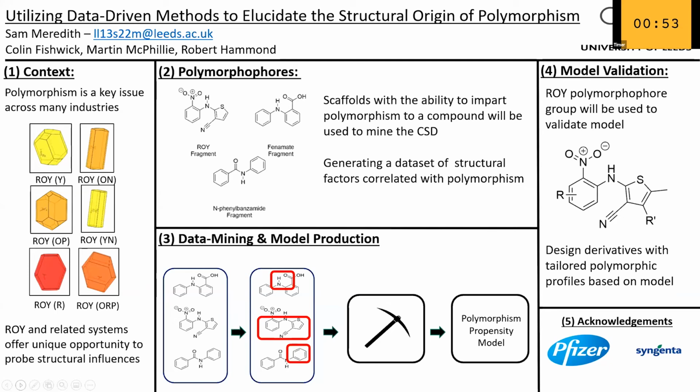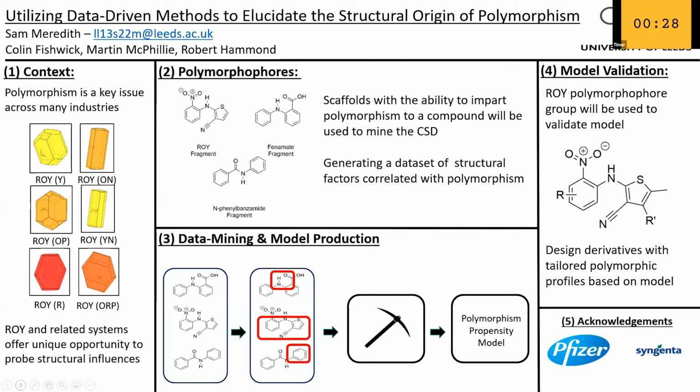The most predictive of these structural features will then be combined to produce a mathematical model to predict polymorphism propensity. This will score compounds based on the presence of these structural features, and give you a score based on whether it is likely to display polymorphism and the extent to which it will display polymorphism.